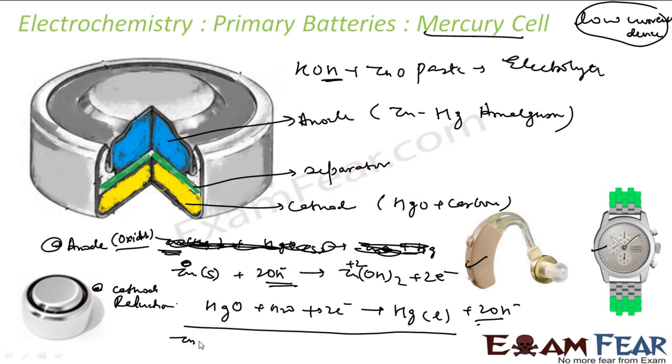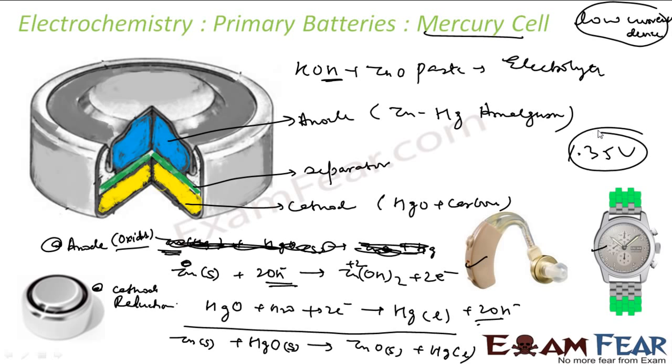If you see the overall reaction, if you add these two reactions, I have zinc in solid state. When it reacts with HgO, that is also solid, it makes zinc oxide, also solid, plus Hg, which is liquid. And there is no ion in the solution, right? It's all paste form, and it has a voltage of almost 1.35 volt, and this can be used for a longer period of time. I hope you understand the reaction. Zinc is oxidized to Zn2+ at the anode, and at the cathode, Hg2+ is reduced to Hg.